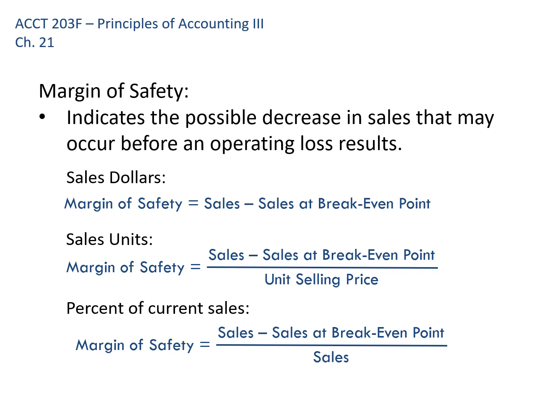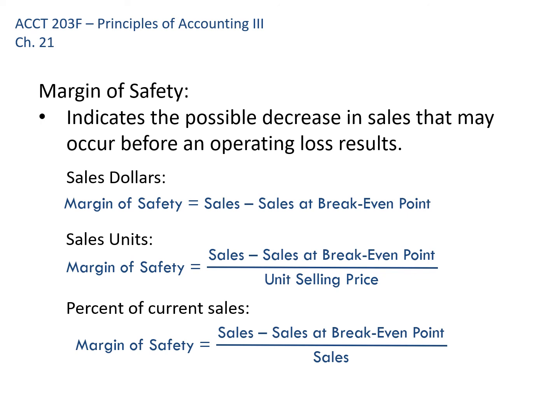The last thing I want to talk about is margin of safety. So margin of safety is essentially how far could we fall before we hit break even, okay? So we could calculate it in sales dollars. That is, what are our current sales minus our sales at our break even point, okay? So I could come up with that dollar amount.